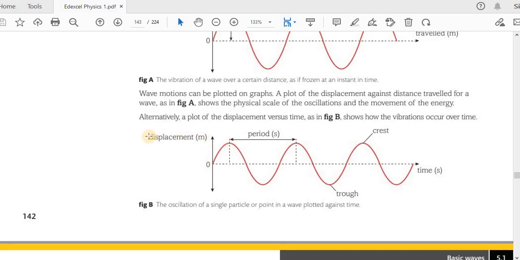Now this axis is displacement, this axis is time. So if it's a displacement versus time graph, the height of this crest, these are called crests. You can see it's labeled here. The bottom parts are called troughs, T-R-O-U-G-H, trough. The height of the crest is the amplitude. The maximum height of the crest is the amplitude, or we can say the maximum displacement is the amplitude. So that's the definition of amplitude. Amplitude is the maximum displacement.